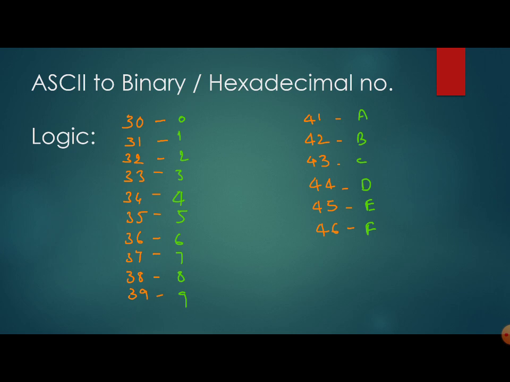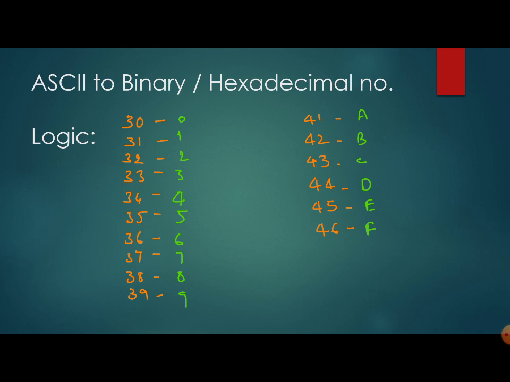For example, the ASCII value is 30. The corresponding binary number is 0. For the ASCII value 31, the binary or hexadecimal equivalent is 1. So on from 30, 31, 32, 33 till 39, the corresponding binary or hexadecimal equivalents are 0, 1, 2, 3, 4, 5, 6, 7, 8. And for the ASCII code 41, the equivalent is hexadecimal A. For 42, B; 43, C; 44, D; 45, E; 46, F.